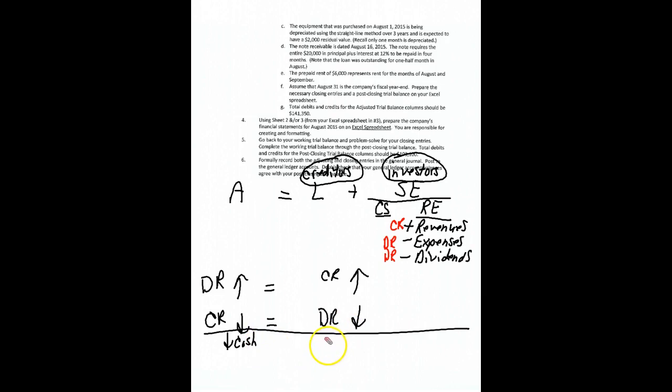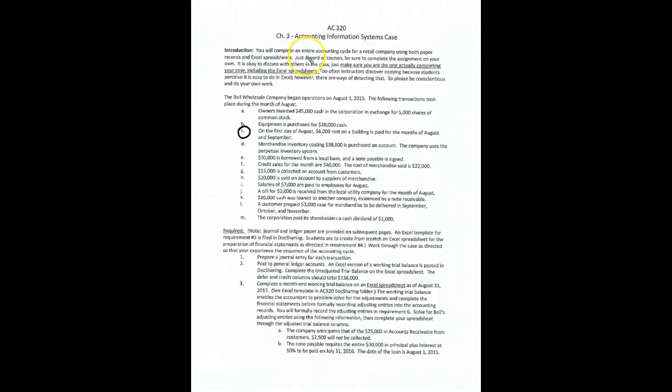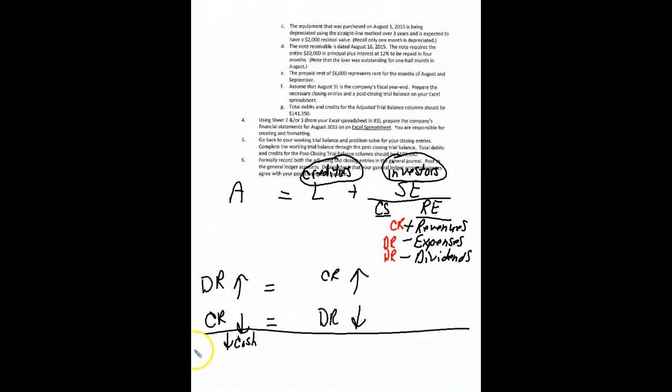If we paid cash for rent at the beginning of August, we haven't used the rent yet. That is also an asset. I'm going to abbreviate it so I can get it on there: prepaid rent.